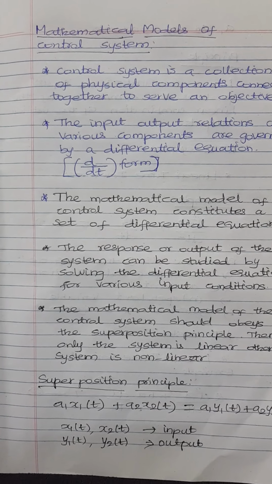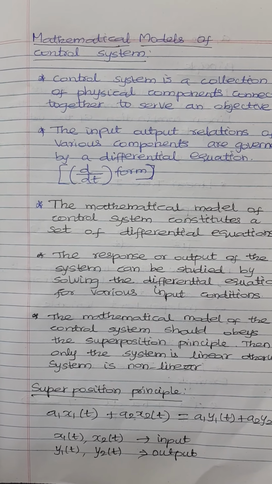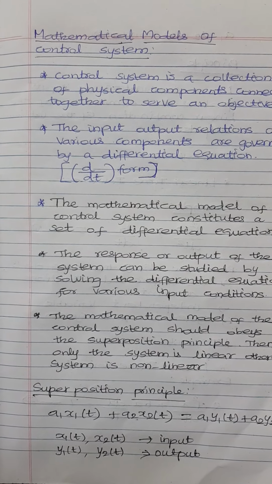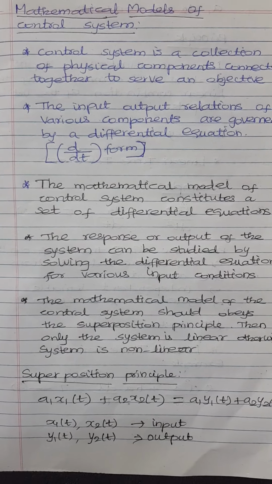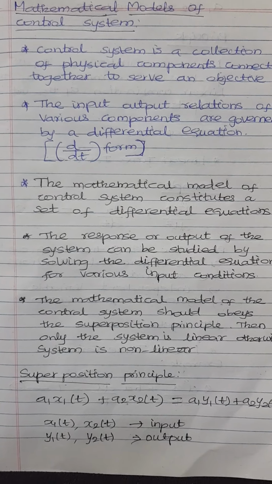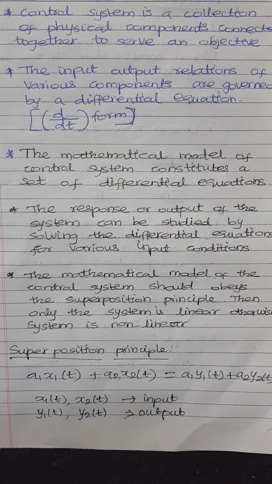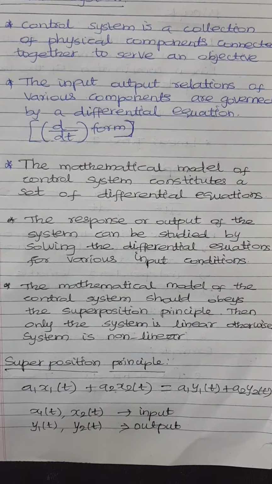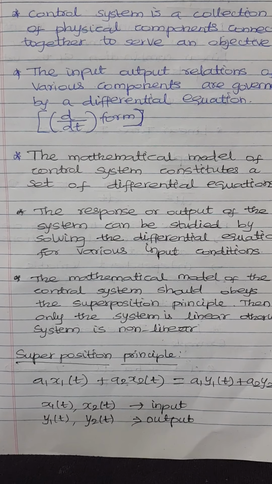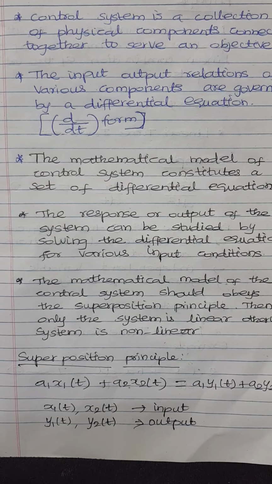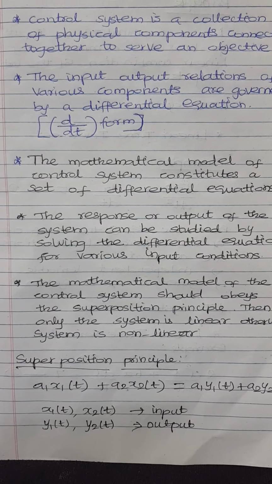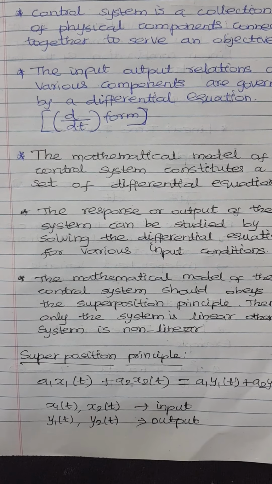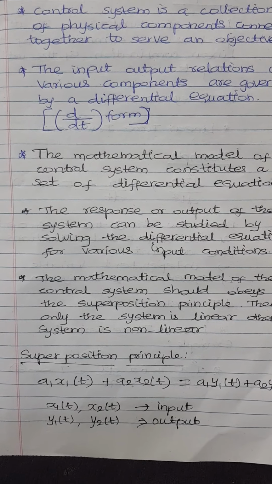Before going to find the mathematical model, the control system should obey the superposition principle or linearity principle. Linearity principle means the summation of two input signals produces the summation of two output signals. Simple concept only. Here a1, a2 are constants, x1(t), x2(t) are input signals, y1(t), y2(t) are output signals. Within the bracket, t represents with respect to time, a function of time.